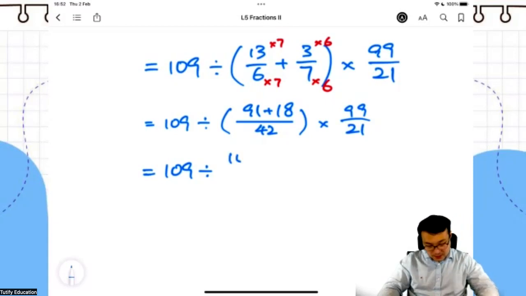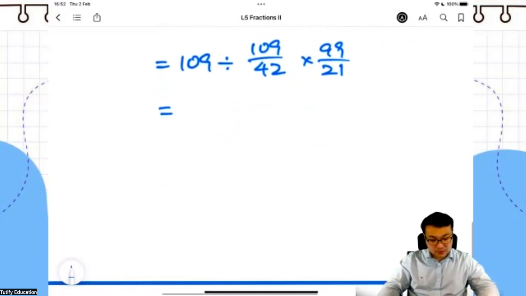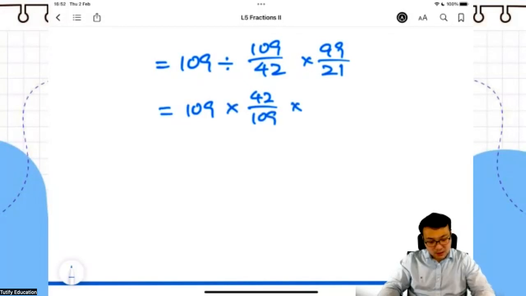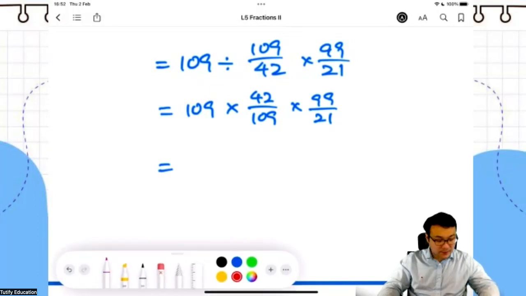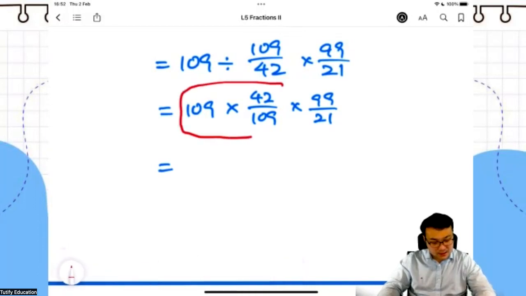109 over 109 over 42. You are correct. So now you have to deal with the division. What are you going to do whenever you see a division? Keep, change, flip: keep this, flip this, and then you change this. Very good. Okay, before dividing, can we simplify? Before multiplying, can we simplify first?